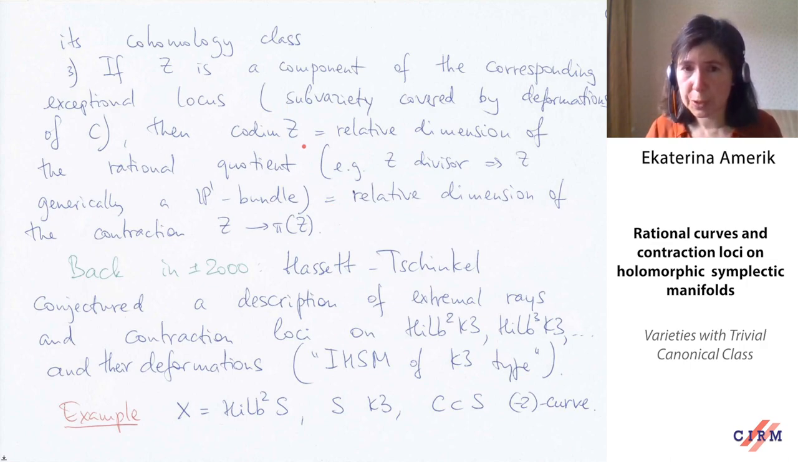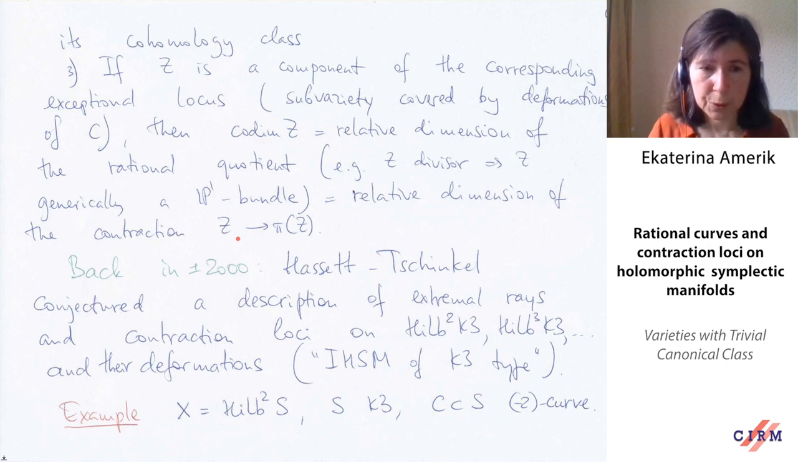If your Z is not just a uniruled subvariety, but an exceptional locus of a contraction, then these rationally connected fibers are exactly the fibers of the contraction, of course. So in particular, this rational quotient fibration is really a regular fibration, and the fibers of the contraction are rationally connected, maximal rationally connected subvarieties.